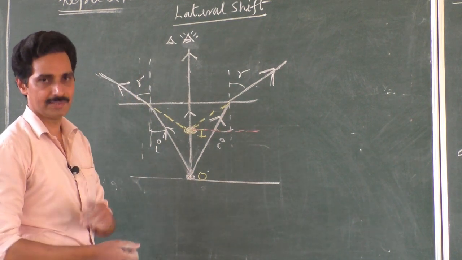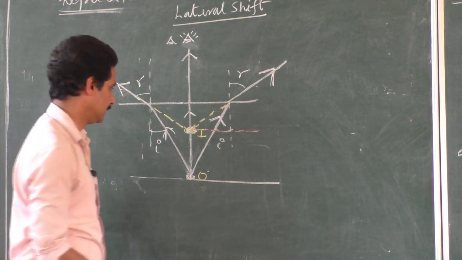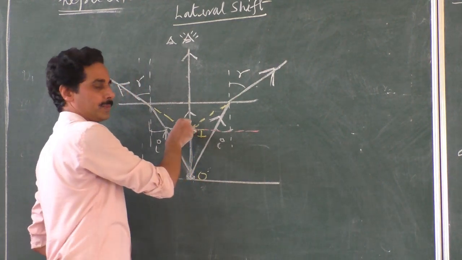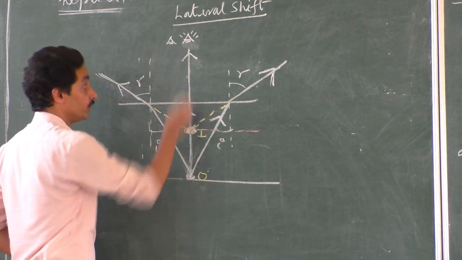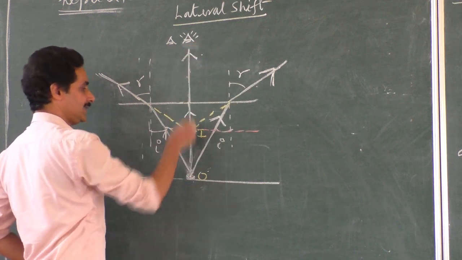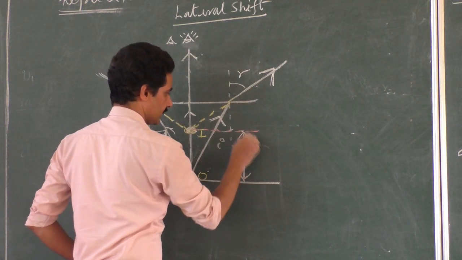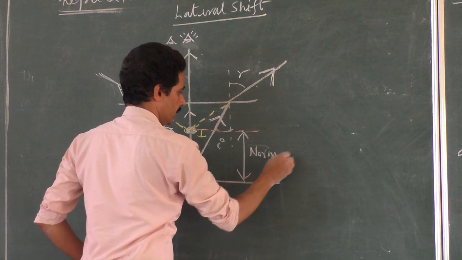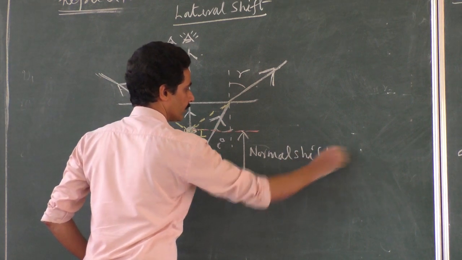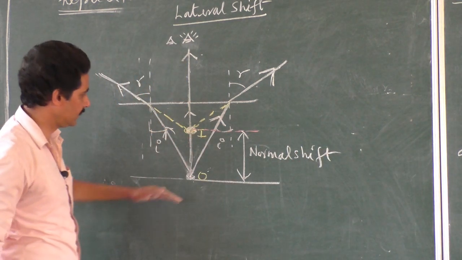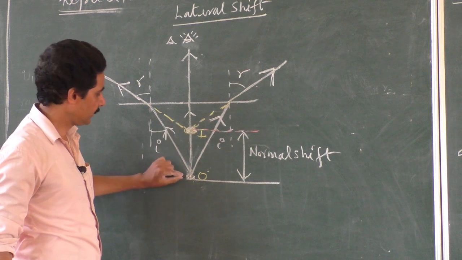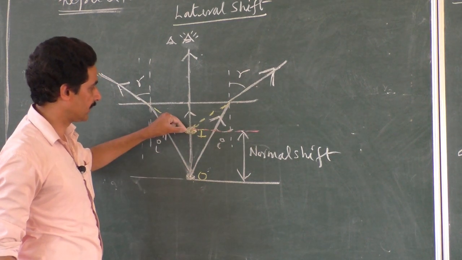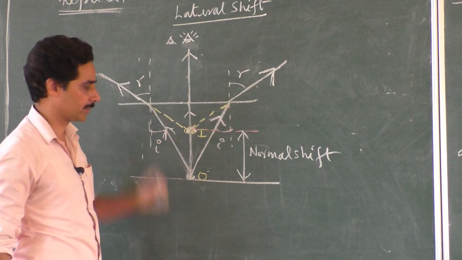Now we define some of the terms here. What are they? Normal shift: the shift in the object position, kept in one medium, viewed normally from another medium. So normal shift is the shift in the object position, kept in one medium, viewed normally from another medium here. So this shift is normal shift.